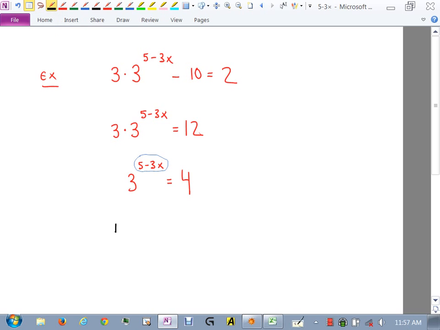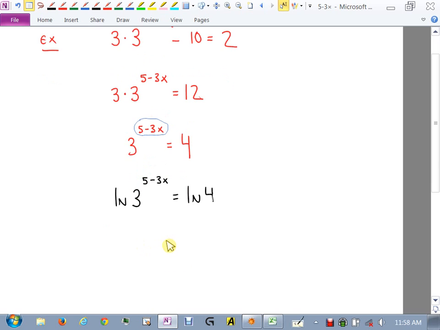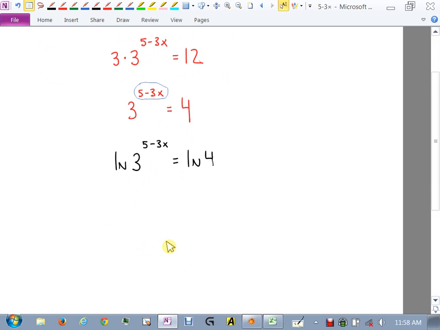So natural log. You could do it with any log. It actually turns out you can do it with any log. The reason I use the natural log is because that's the key on the calculator, right? And you'll see on this one we'll need that key. You okay with this? Take the natural log on both sides. Now take this and now drop it down. So we'll have 5 minus 3x times natural log 3 equals natural log 4.